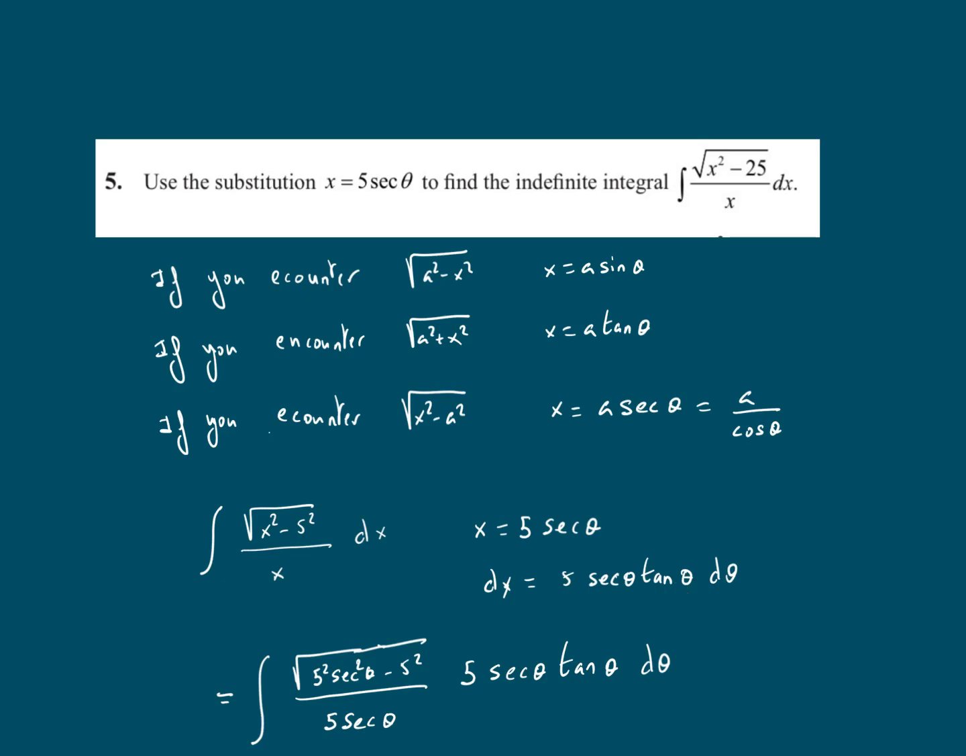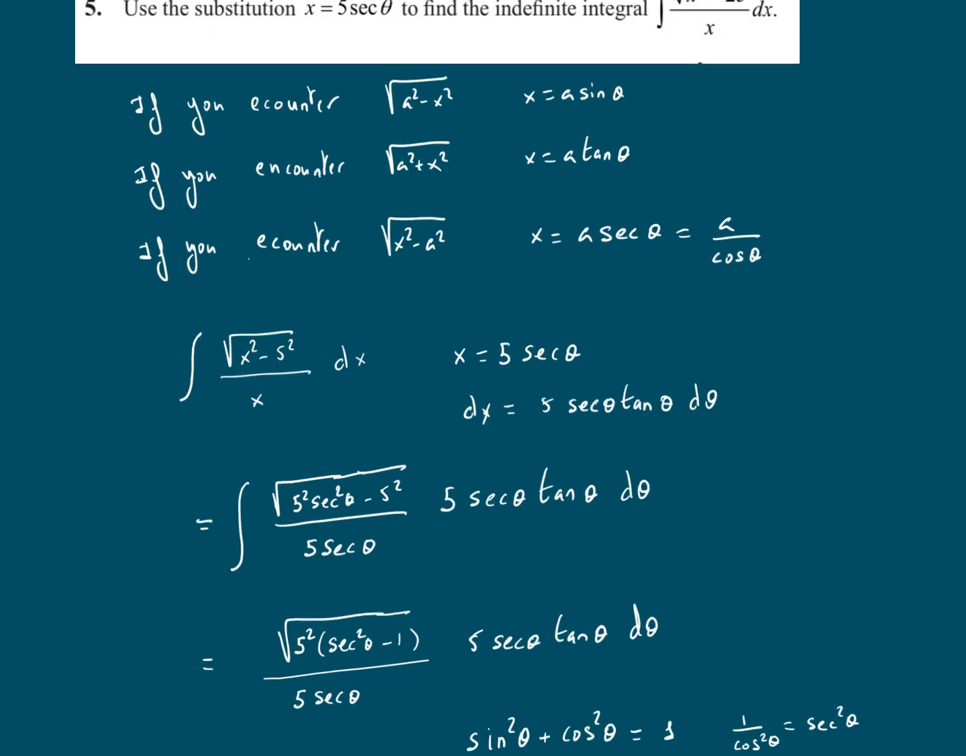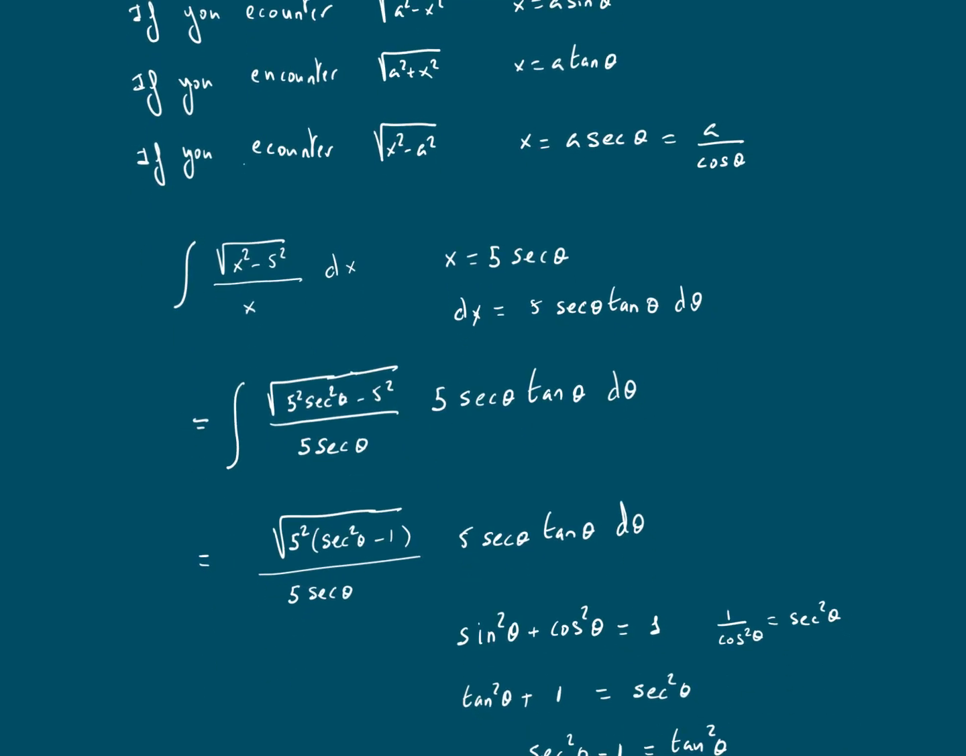So if we plug this information into our initial integral, it is this one. Wherever x appears, we put 5 secant of theta, so it will be the square root of 5 squared secant squared of theta minus 5 squared, divided by x. x is 5 secant theta, times dx. dx is 5 secant theta tangent theta d theta.